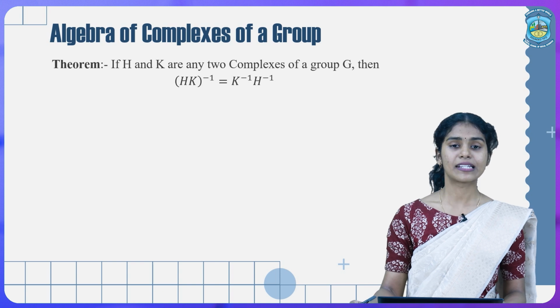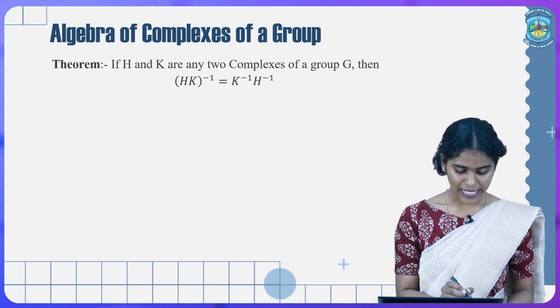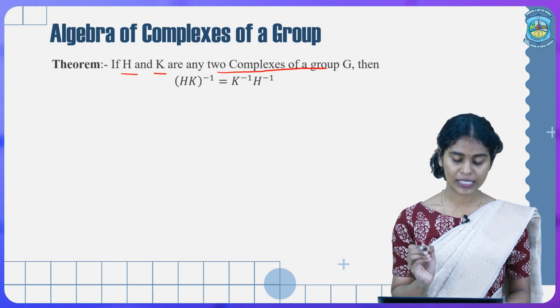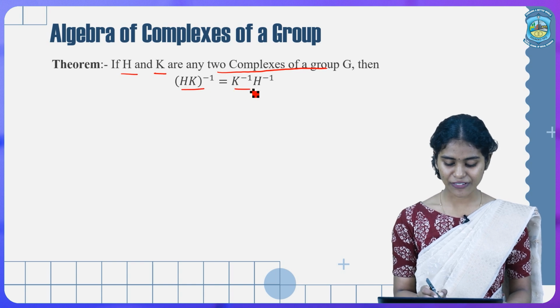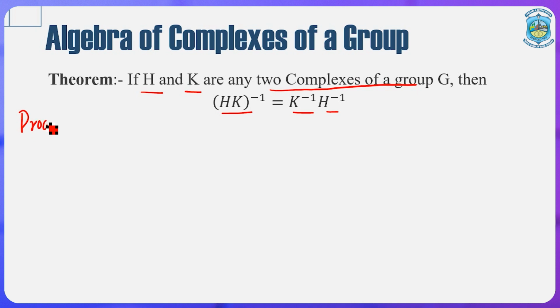Now, coming to the main theorem, algebra of complexes of a group. The first theorem is, if H and K are any two complexes of a group, then we are supposed to prove that (HK) whole inverse is equal to K inverse H inverse. First, we will write down what is given to us. It is given that H and K are complexes, which means subsets of group G.